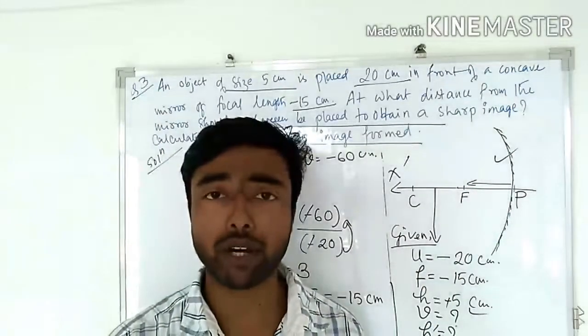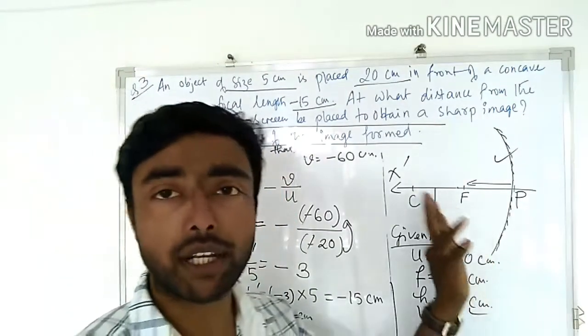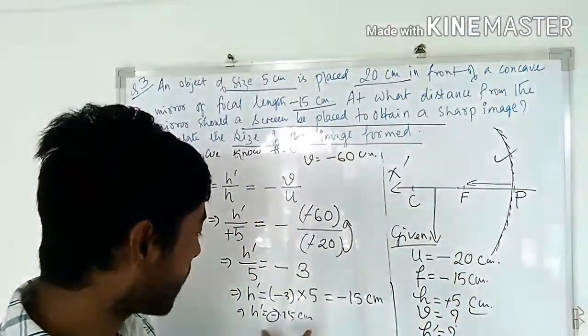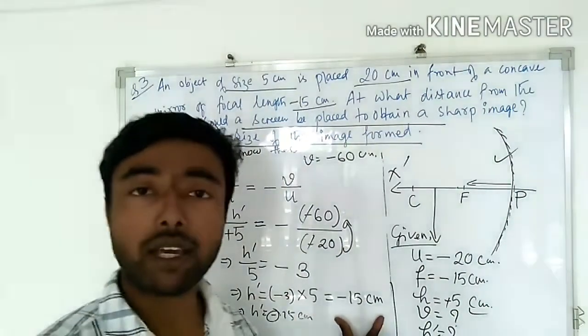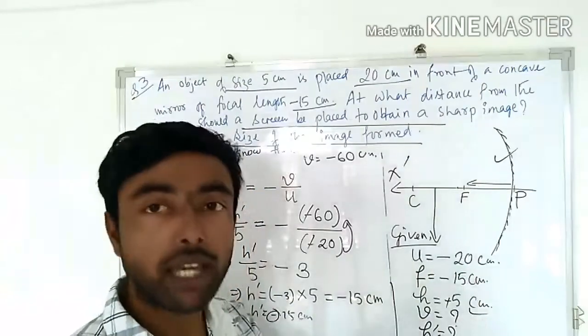Because the image is formed in front of the mirror. If the image is formed in front of the mirror, then it is a real image, and if it is real, it is inverted. If it is inverted, then you must find the h dash value, which is the size of the image, and that should be negative. Why? Because it is inverted.